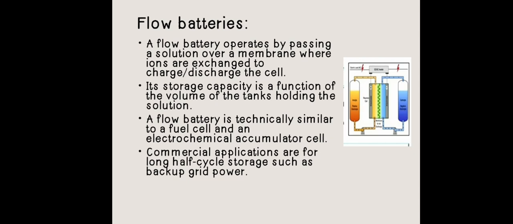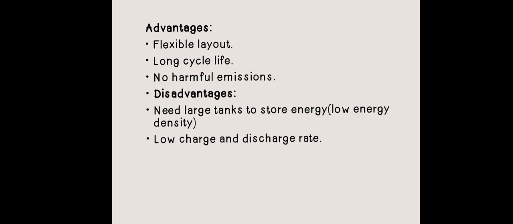Flow batteries. A flow battery operates by passing a solution over a membrane where ions are exchanged to charge or discharge the cell. Its storage capacity is a function of the volume of the tanks holding the solution. A flow battery is technically similar to a fuel cell and an electrochemical accumulator cell. Commercial applications are for long half-cycle storage such as backup grid power.